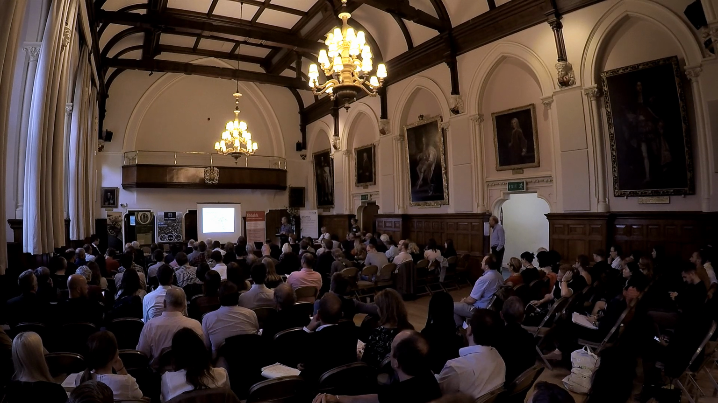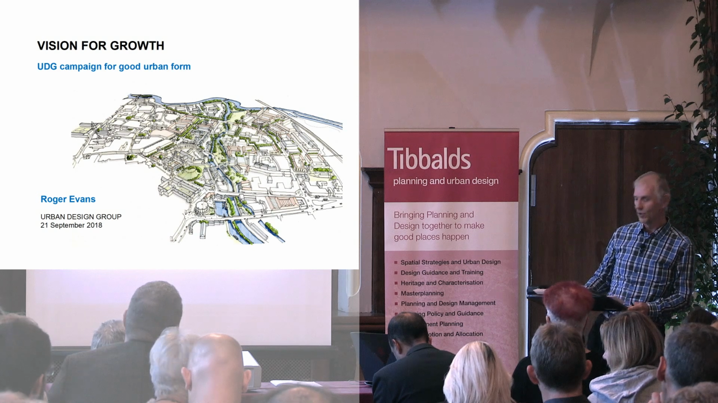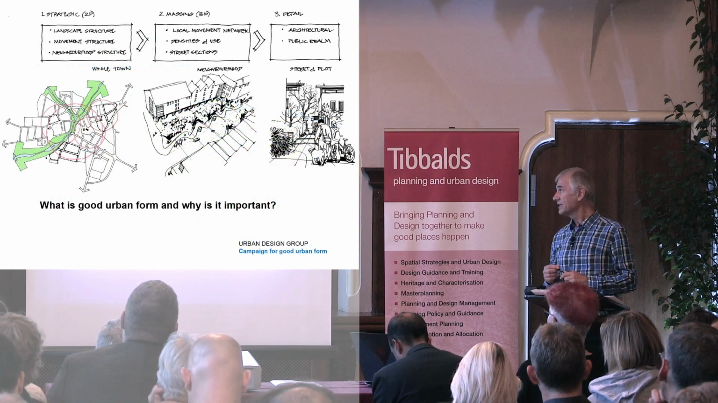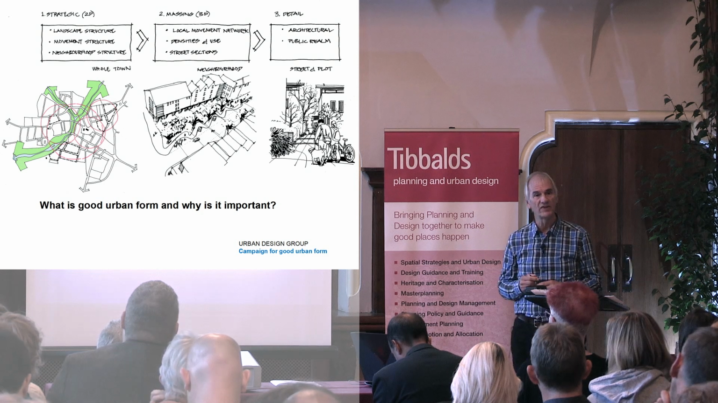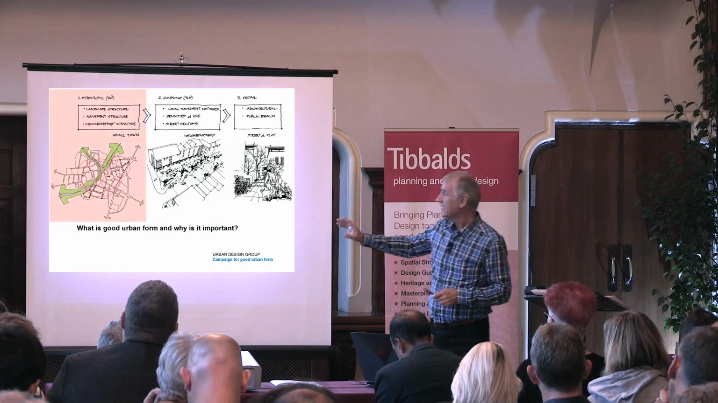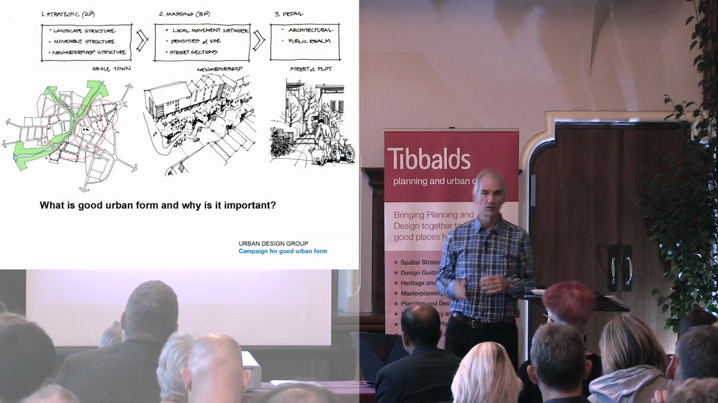I'm going to talk about good urban form, and first of all I'll try and define what that is. I'd suggest that we can think about urban design very crudely, working at three scales. At the largest scale, it's strategic, and it's across a district or a city or a town.